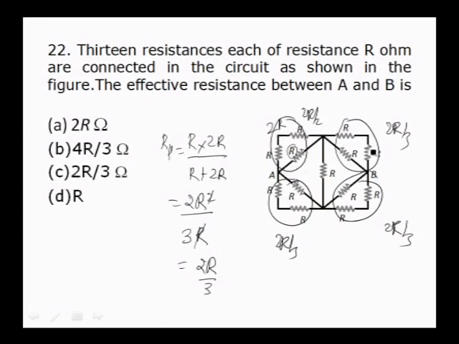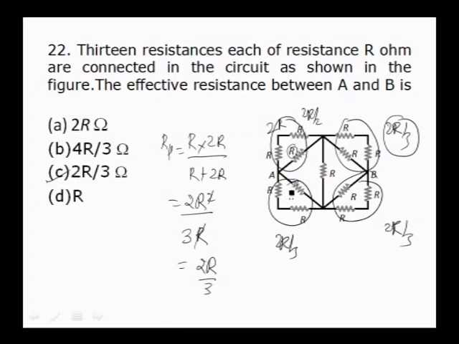See, in all the arms the resistance is the same. Then the equivalent resistance of this combination is equal to any one of the resistances. That is 2R divided by 3, which is the correct option. Or else you can also follow the effective resistance.